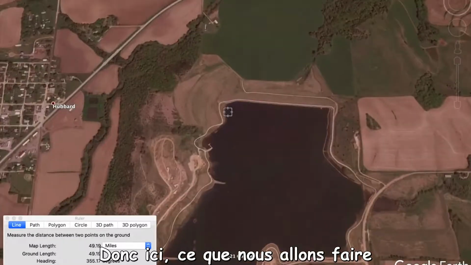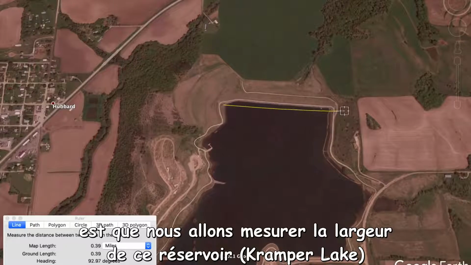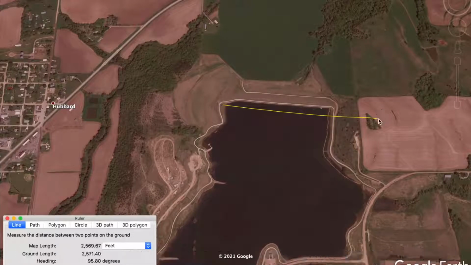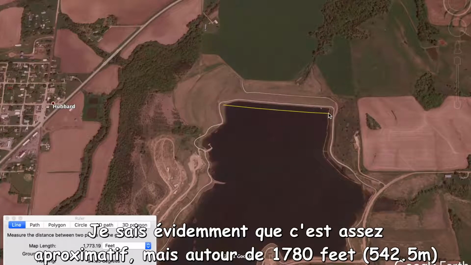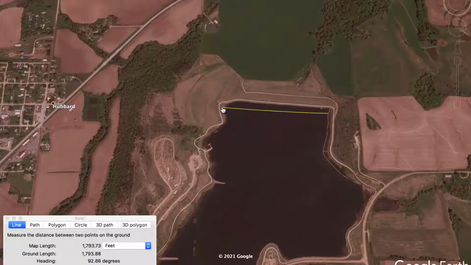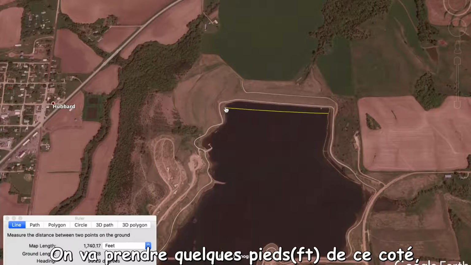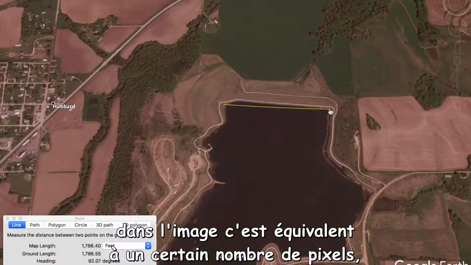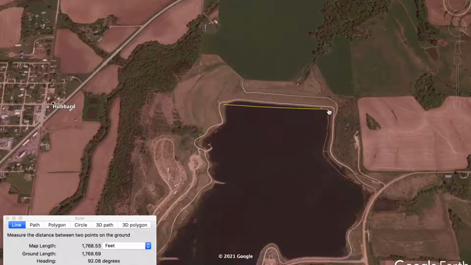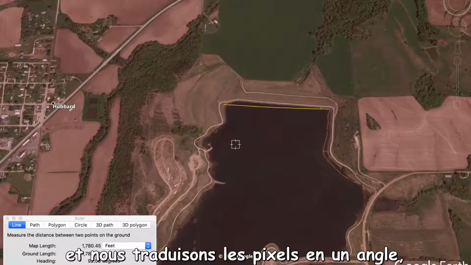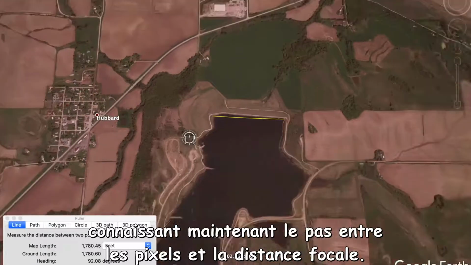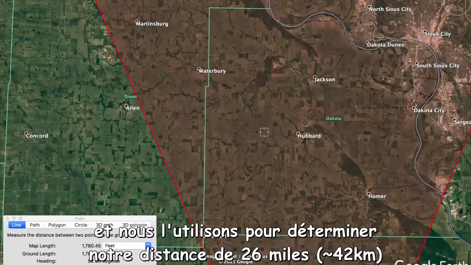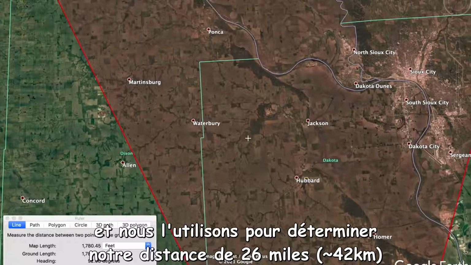So here, what we're going to do is measure the width of this reservoir. Let me set that to feet. I know it's obviously slightly approximate, but around 1780, give or take a few, feet there. But now that we know that distance in the image, that's equivalent to a certain amount of pixels, and we translate pixels into an angle, knowing the pitch between the pixels and the focal length. So really cool analysis, and we use that now to get our distance of 26 miles.